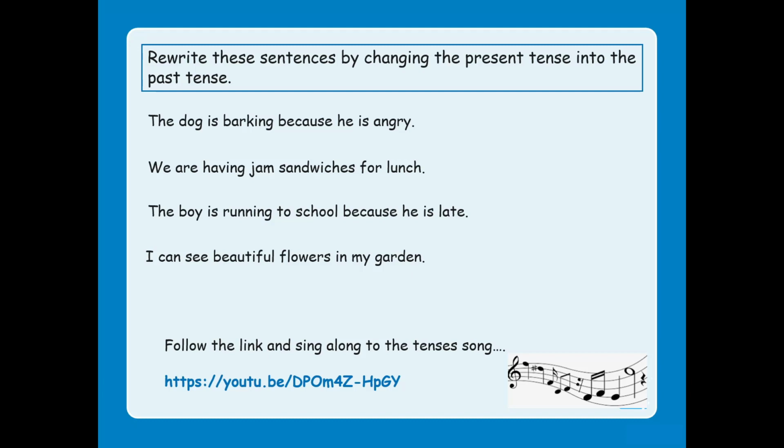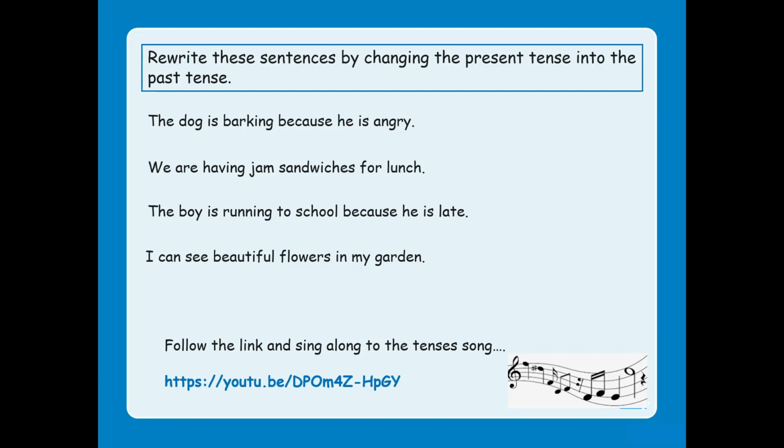Now rewrite these sentences by changing the present tense into the past tense. The dog is barking because he is angry. What would that be in the past tense? Yes, well done. The dog barked because he was angry. The next sentence. We are having jam sandwiches for lunch. How do you think you would change that into the past tense?